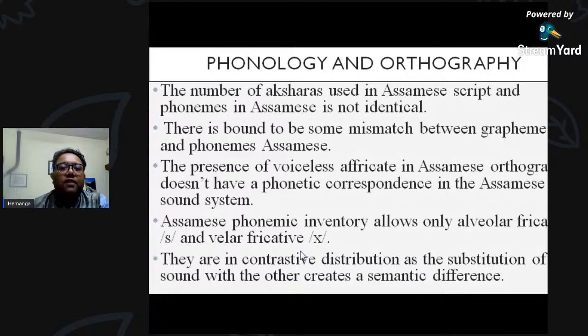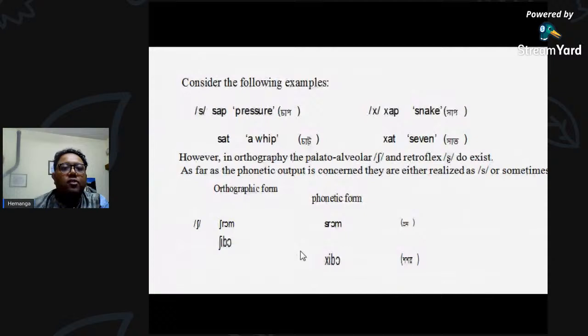So the Assamese phonemic inventory allows only the alveolar fricative sa and the velar fricative ha. It doesn't have sha, but it does have the alphabetic correspondence; the sha is also there. In contrast to distribution, the substitution of one sound with the other creates a semantic difference. So if we look at examples like sap and sat, then hap and hat. Sat means a week and hat means seven. Sap means pressure. Hap means snake.